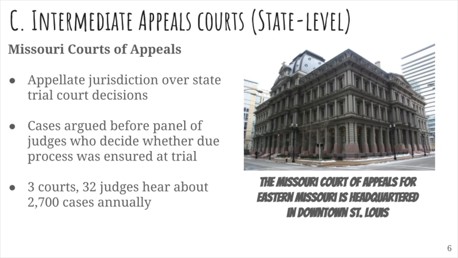So at the state level, the next place a case would go after those circuit courts would be the intermediate appeals courts, or just simply the Missouri Courts of Appeal. They have appellate jurisdiction over state trial court decisions, so it would be the first place that a state decision would be appealed to. Cases are argued before a panel of judges who will decide whether or not there was some kind of due process violation at the first trial. And in Missouri, there are 3 of these courts that have about 32 judges that hear about 2,700 cases annually.